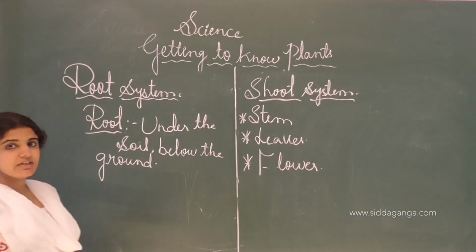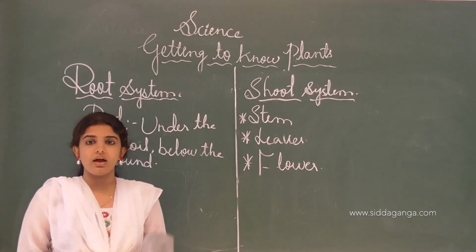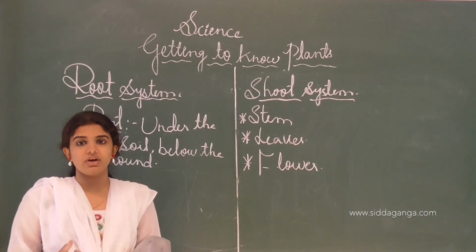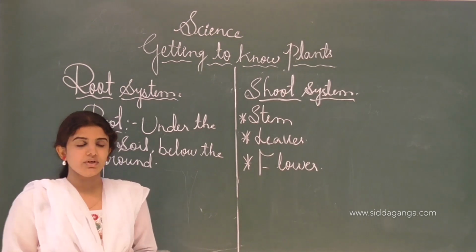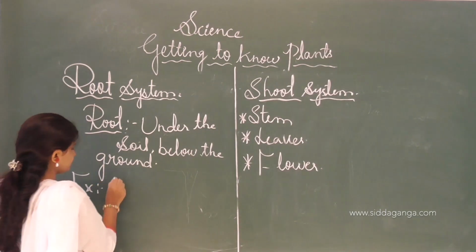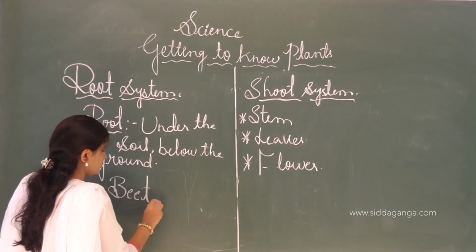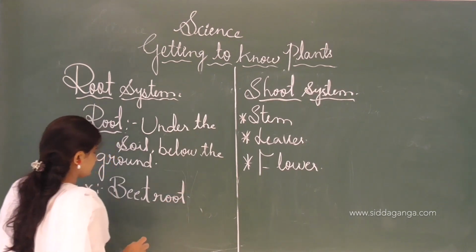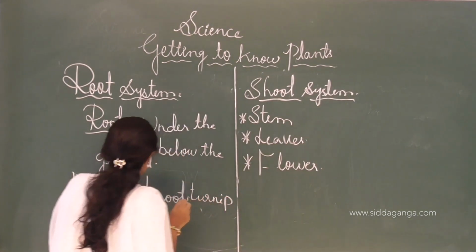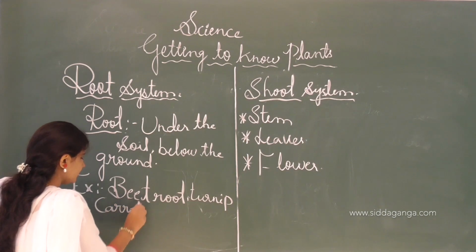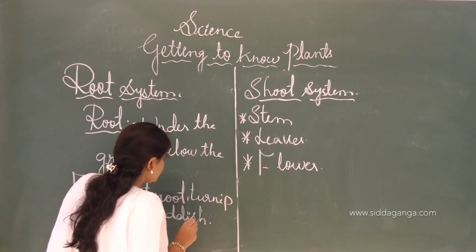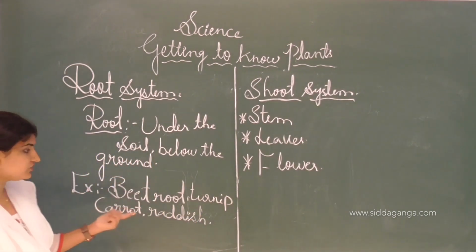Some of the roots which we eat as food, in the very first chapter I told about the different types of roots, and these roots are modified into storage organs. It stores the food. For example, the roots which store the food are beetroot, turnip, carrot, radish. These are a few roots whose modified structure stores the food.